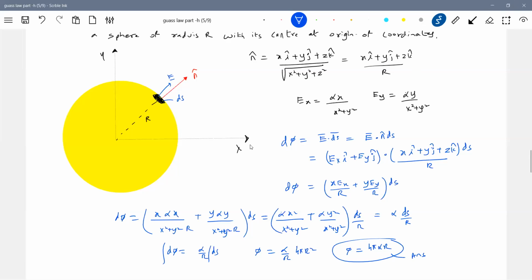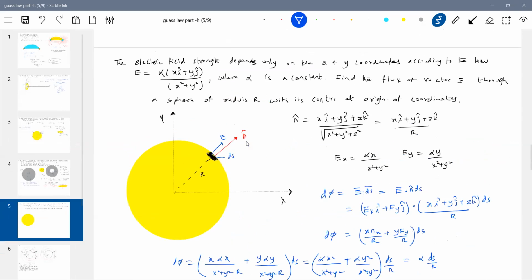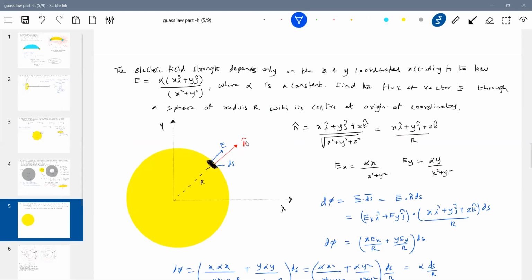Nothing is difficult in the problem; the only thing is that the field is given like this. So I assume the surface he has given. If the field is variable, what is the method? Assume a small elemental surface, first calculate the flux linking it, then integrate and you'll get the total flux linking the surface. If we take unit vectors here, the problem becomes very simple.